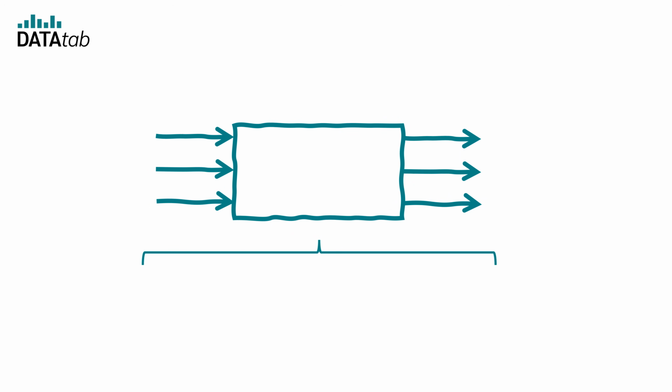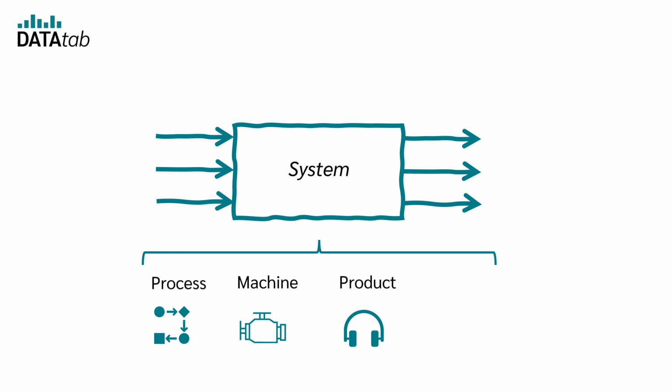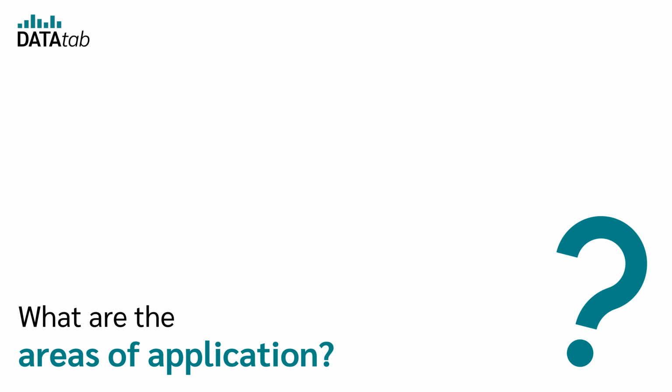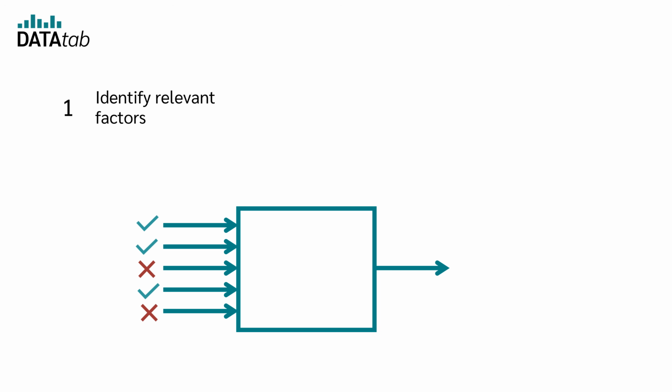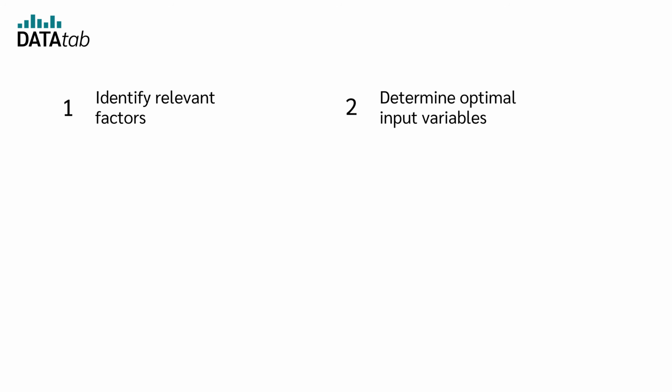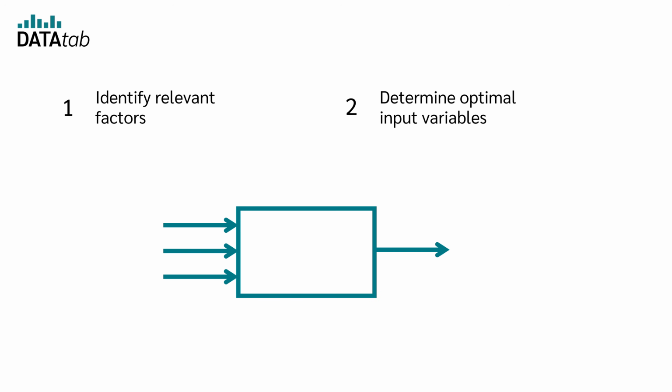Of course, depending on the field of study, the system under investigation can be a process, a machine, or a product. But of course also humans, for example if you want to investigate the influence of medication. But what are the two main areas of application of design of experiments? Either you want to identify relevant factors, i.e., you want to know which factors have a significant influence on the response variable, or you want to find the optimal input variable. In other words, you want to find the input variables that optimize the response variable. Of course, both steps can also be carried out one after the other.